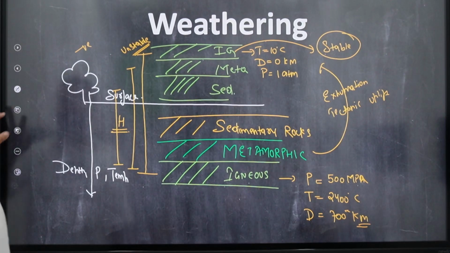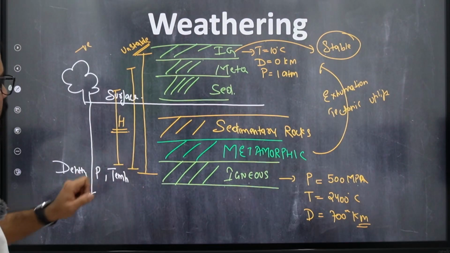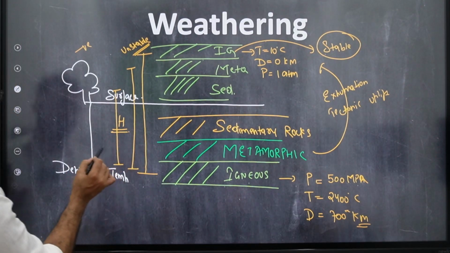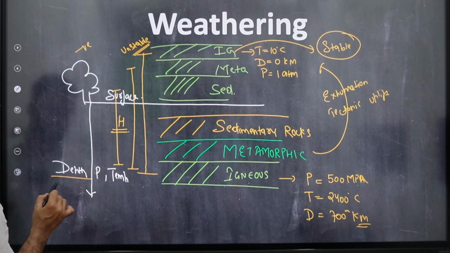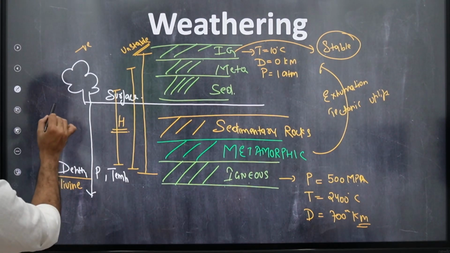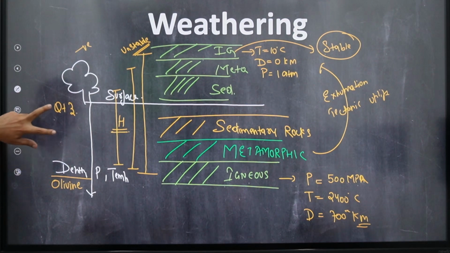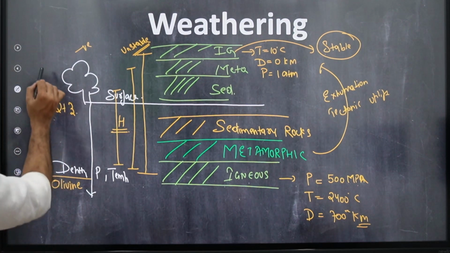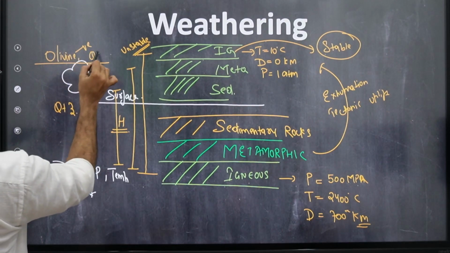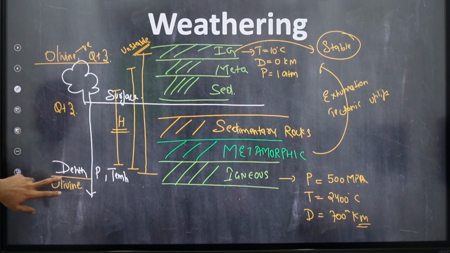Another reason I will give you. So at these depths, if I do not remove this diagram, and if I say at this depth olivine forms, and here quartz forms. Now both olivine and quartz are brought onto the surface. You tell me which is going to be the more unstable form, olivine or quartz.